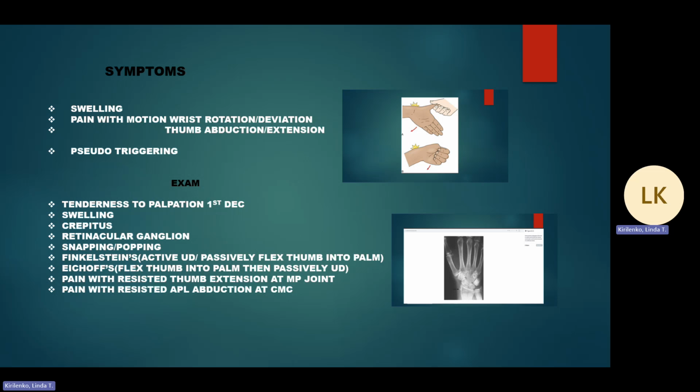Or Eichhoff's test, which is often confused with Finkelstein's, which is performed by flexing the thumb into the palm and then passively ulnar deviating the wrist. You can also assess for pain with resisted thumb extension at the MP joint, and some have felt that this may be a not specific but possible indicator of septation involving the extensor pollicis brevis tendon. You can also assess resisted APL function at the CMC joint.